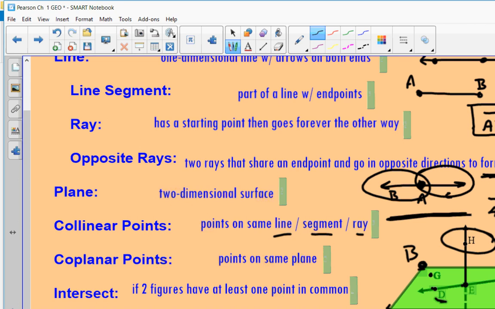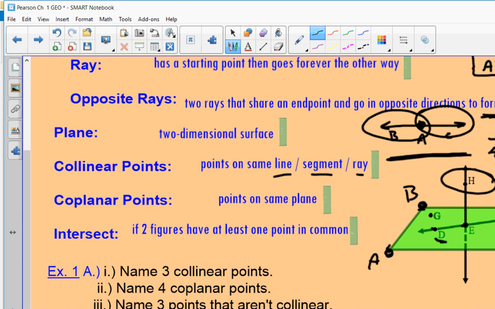Okay. So there's a lot of definitions, a lot of vocab. You need to study that. That's part of what you need to do to understand this. Okay. Got some examples down here to kind of go through these definitions and kind of practice it a little bit.